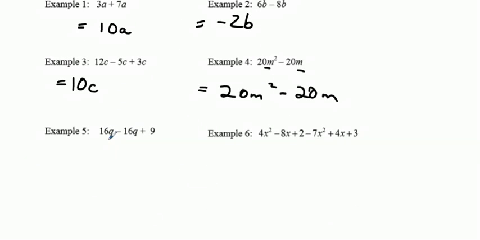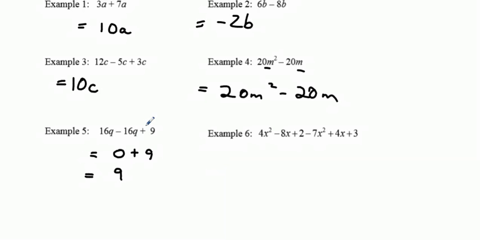So this one, 16q minus 16q, that is 0. 16 minus 16 is 0 plus 9. So that simplified is just 9. Ooh, look at this one. This one's got a lot going on.